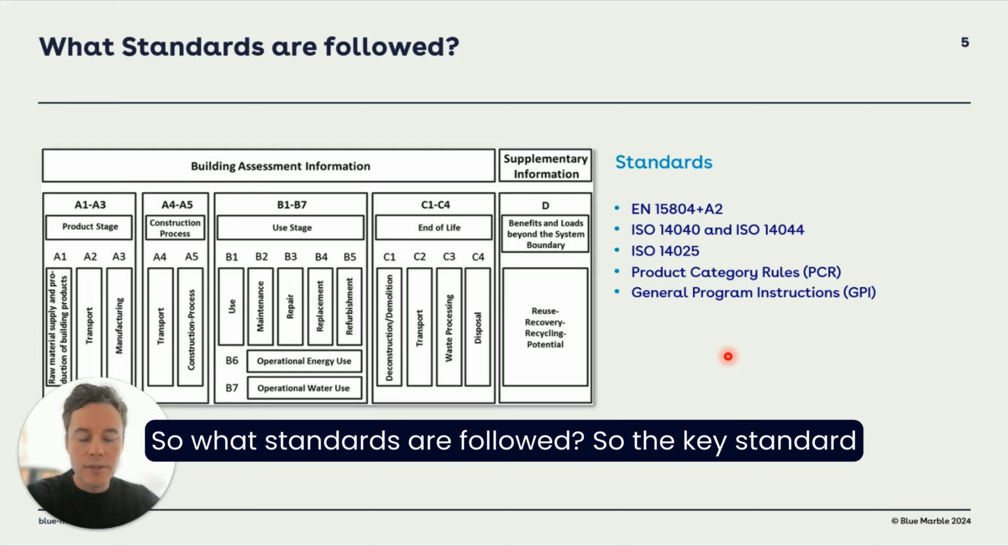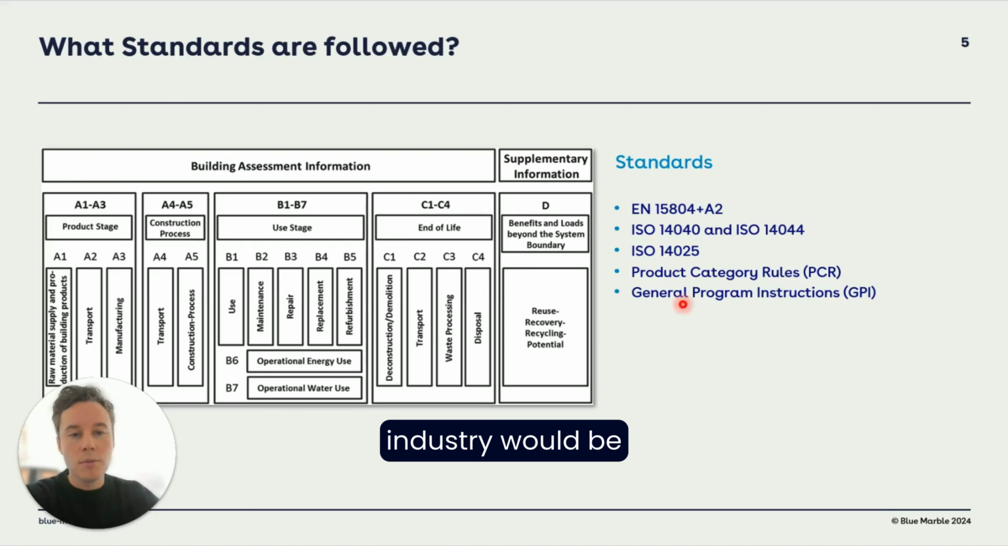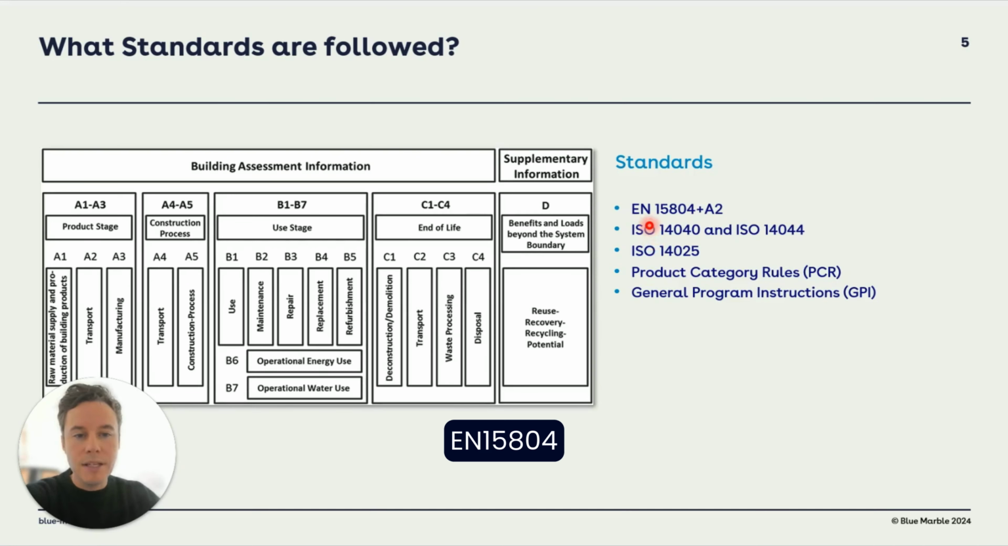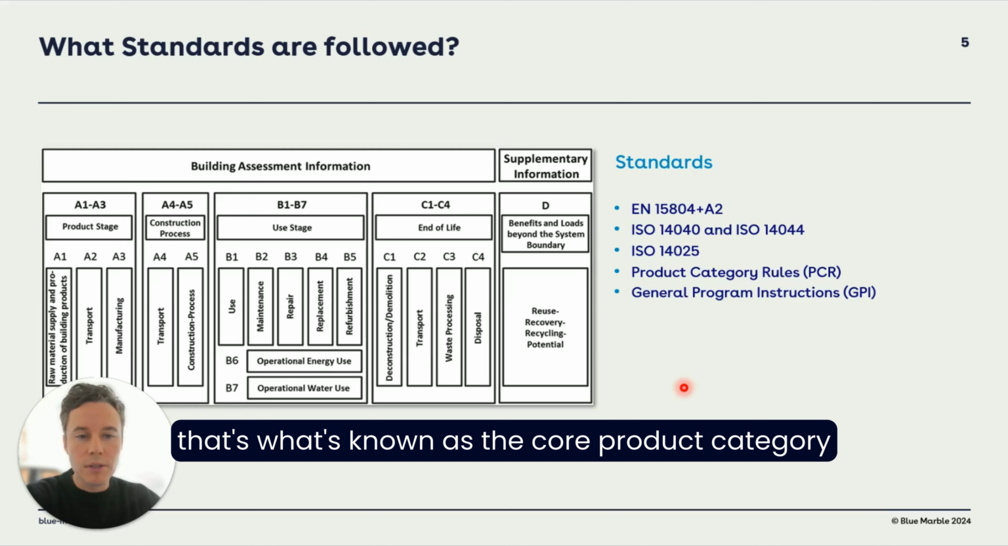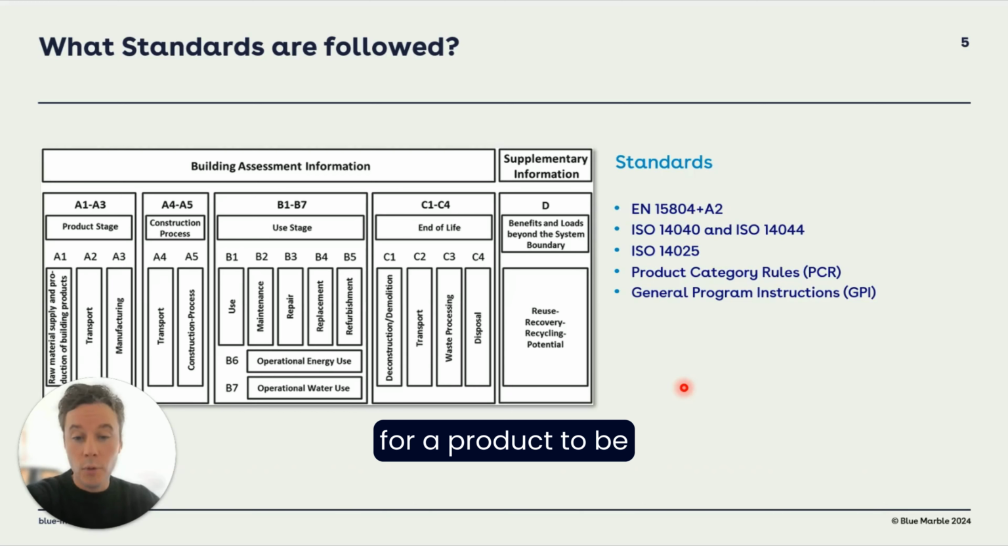So what standards are followed? The key standard, if you're producing an EPD in the construction industry, would be EN 15804+A2. And that's what's known as the core product category rules. What it does is it specifies how you do your life cycle assessment for a product to be used in the built environment.